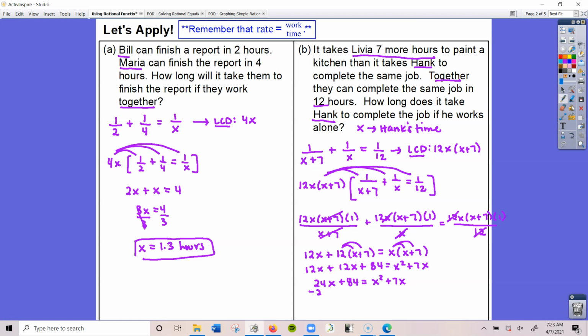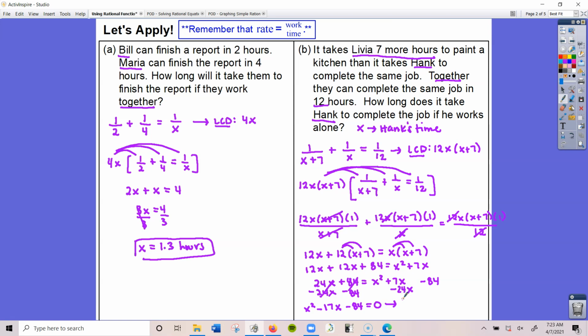So I'm going to subtract this 24x, and I'm going to subtract the 84. And we end up with the quadratic x squared minus 17x minus 84. And we're going to make this equal to 0. And now we have to factor.